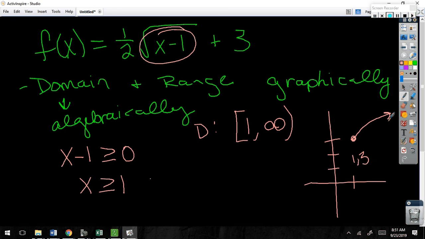What's the range then on this graph? 3 to infinity. All right, last scenario. Wait, so the starting point, the x will be your domain, and then the y will be your range? Yeah, for these, for radical functions, yes.